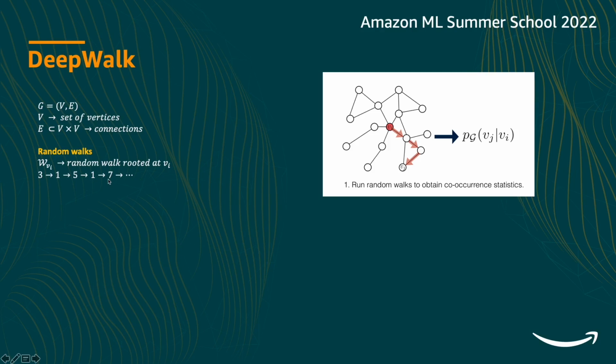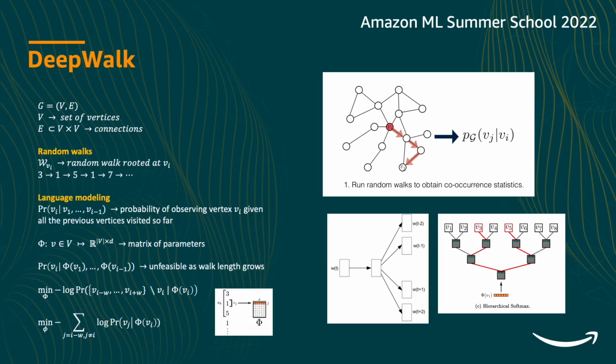And so what we get is a sequence, or rather a stochastic process of random variables. And then from this sequence, we know what to do. This sequence can be thought of as a kind of short sentences or phrases in some spatial language. And so we can apply language modeling to learn those node representations.